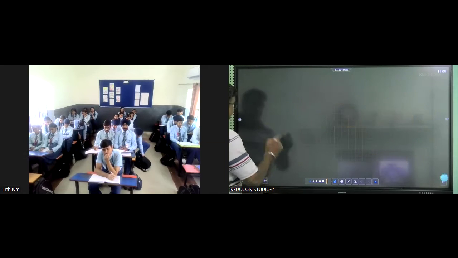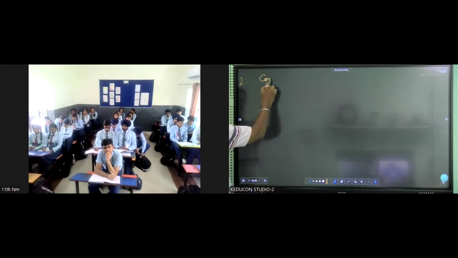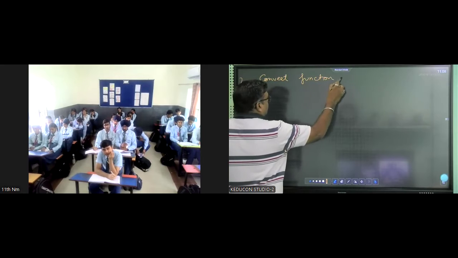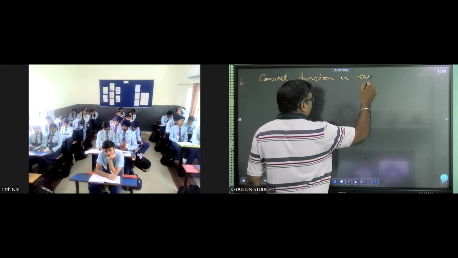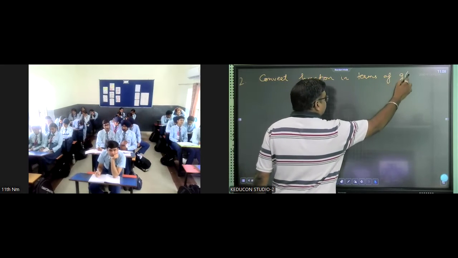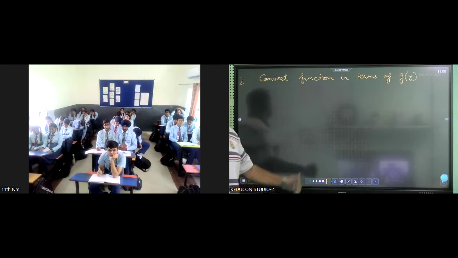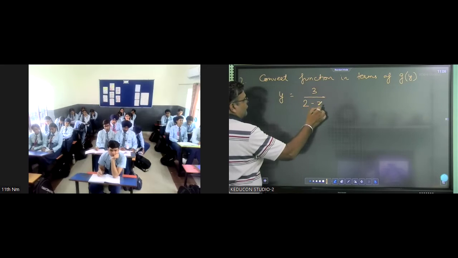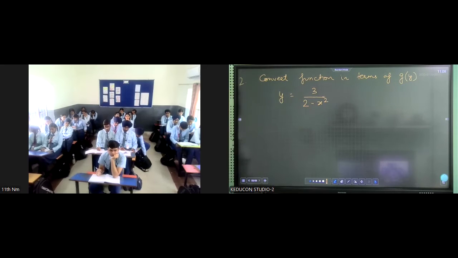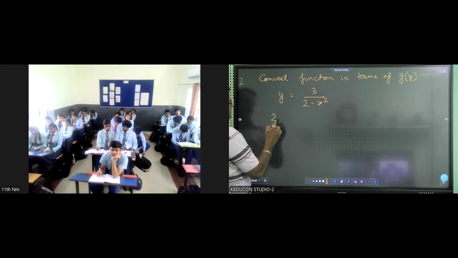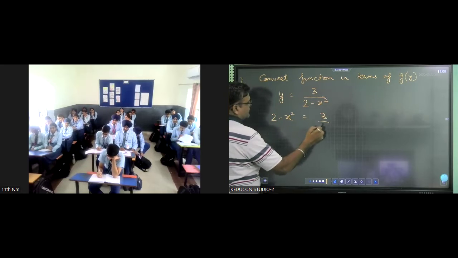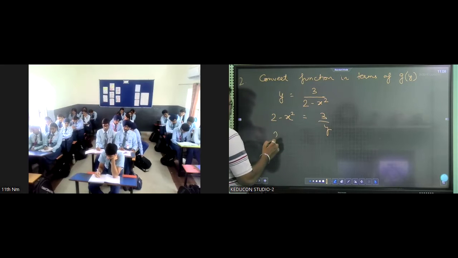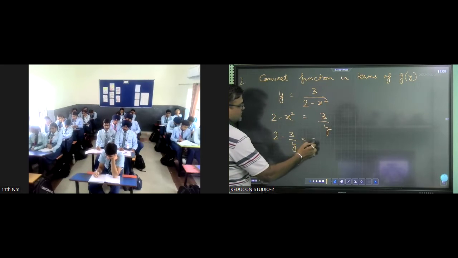Now, what is the second step? Convert the function in terms of g(y). What is the meaning of this? Our function was y is equal to 3 over 2 minus x squared. Now we have to convert this function into the form of g(y). How to do this? This can be written as this. Is it clear, students? Now 2 minus 3 by y is equal to x squared.